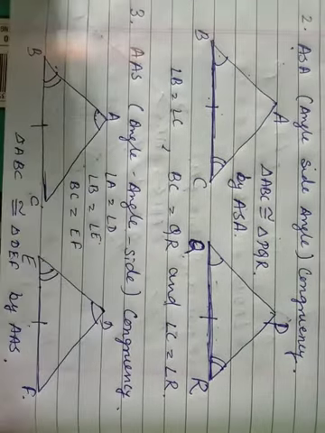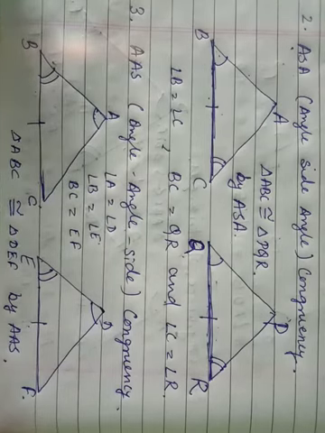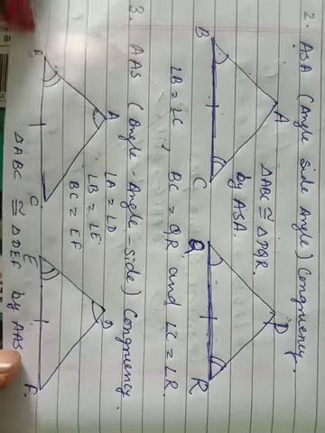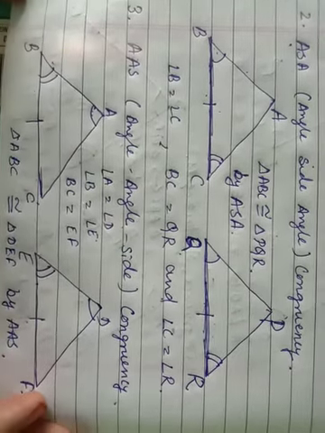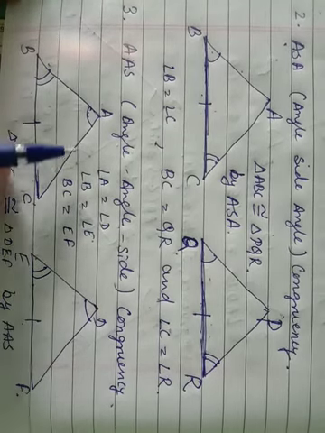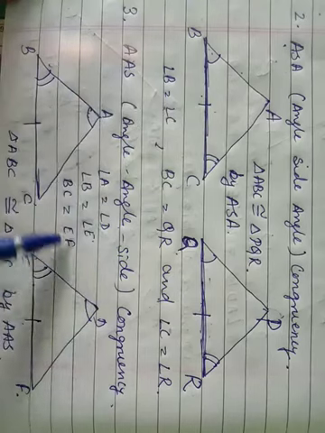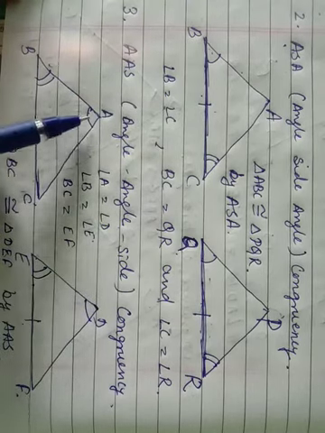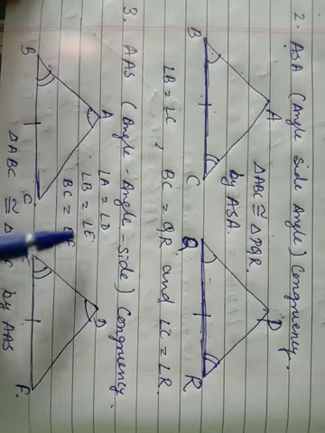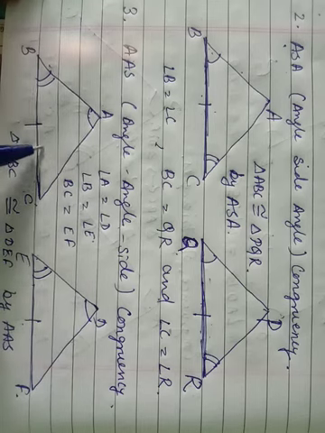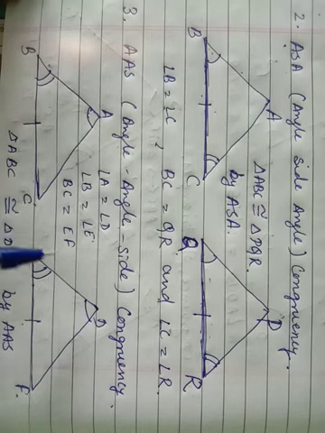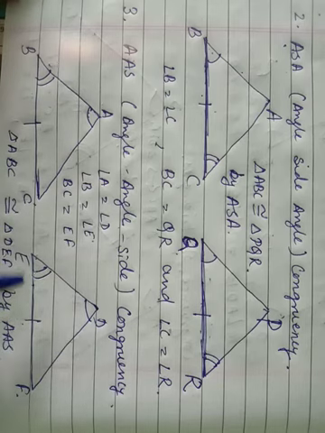This is called AAS congruency, angle angle side congruency. Means here the side is not included. Here you can see that your side is included, but here the side is not the base of the angles, so the side is not included. So these are the three congruency conditions which you have to study for your exercise 7.1.